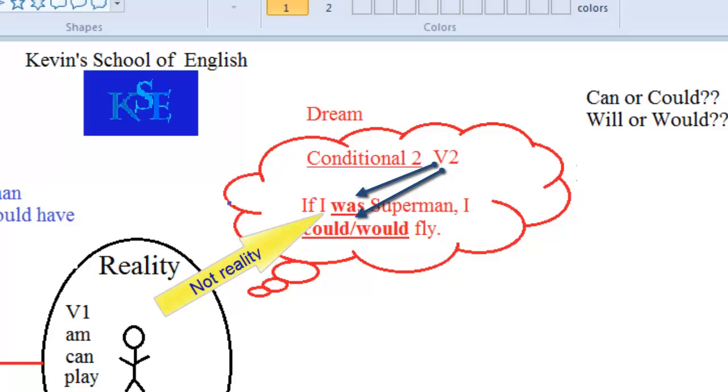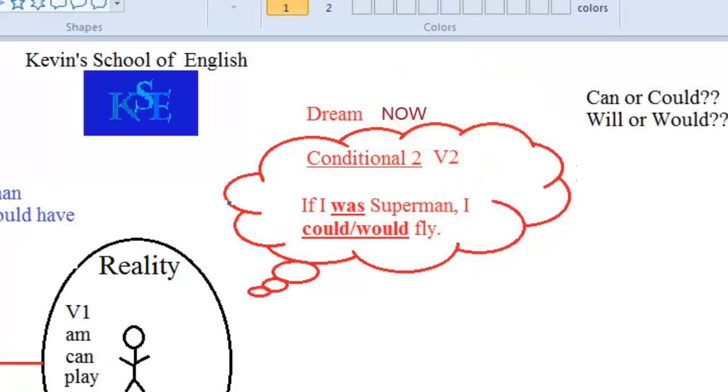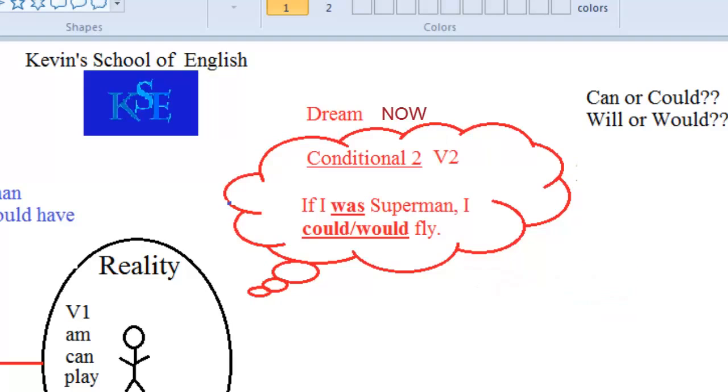But when I say this sentence, when am I talking about? Well, I am talking about now. I am saying if I was Superman, now. But many students can get confused here because I am using verb 2, was and could and would, which is past simple. But why? Well, why are we using verb 2? Because anything outside the reality bubble is always going to be verb 2.